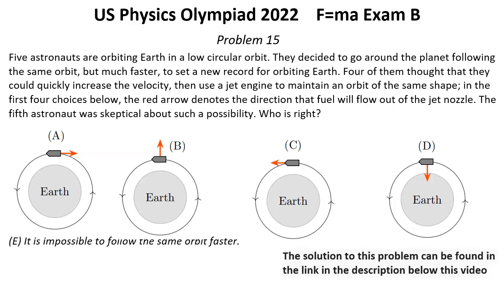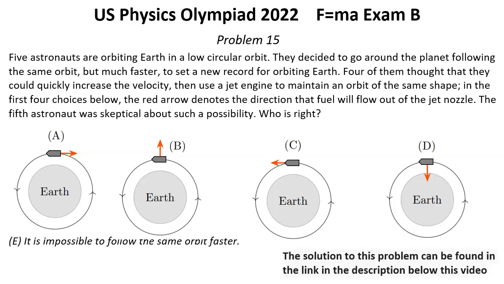Problem number 15. 5 astronauts are orbiting Earth in a low circular orbit. They decided to go around the planet following the same orbit but much faster. To set a new record for orbiting Earth, 4 of them thought that they could quickly increase the velocity, then use a jet engine to maintain an orbit of the same shape.